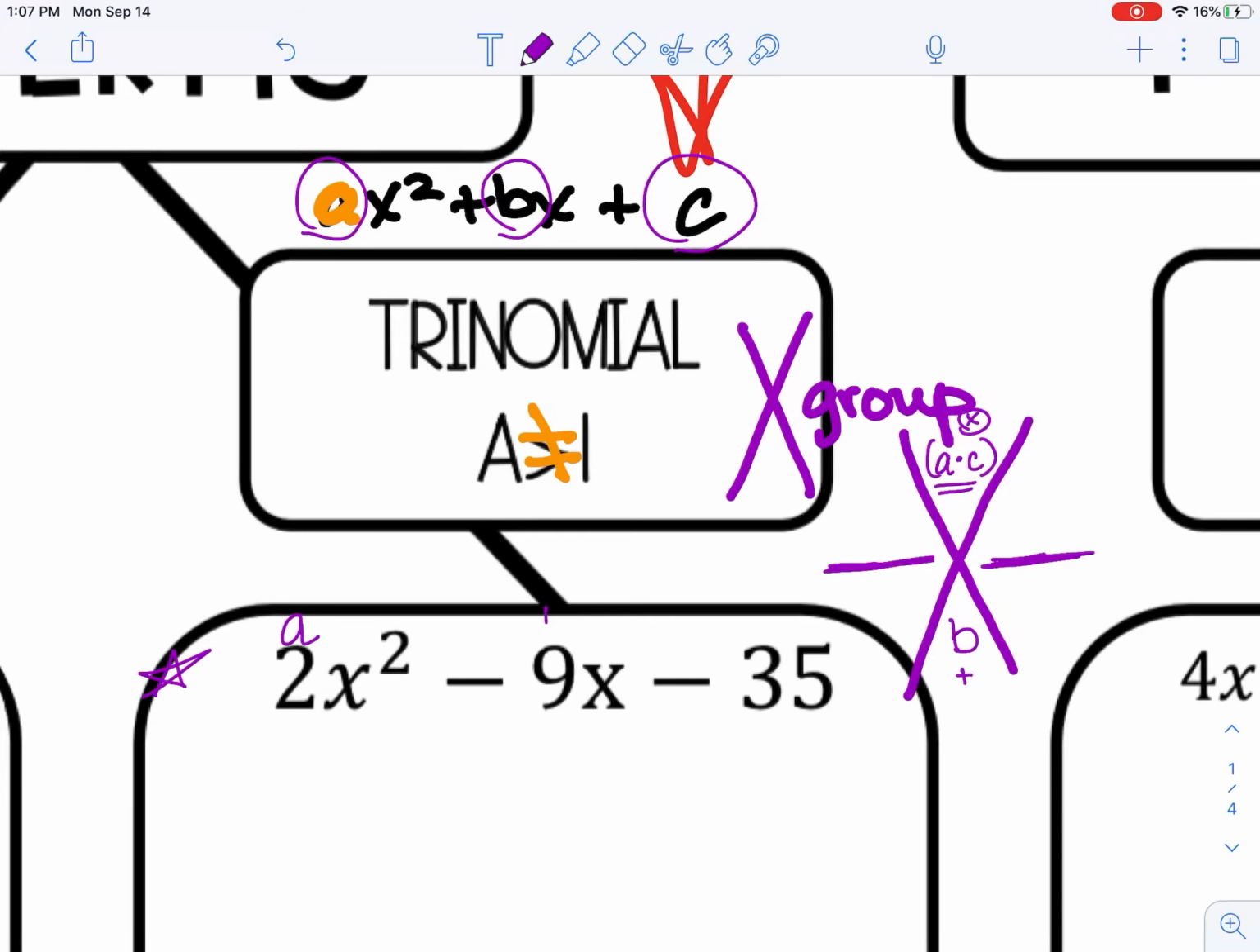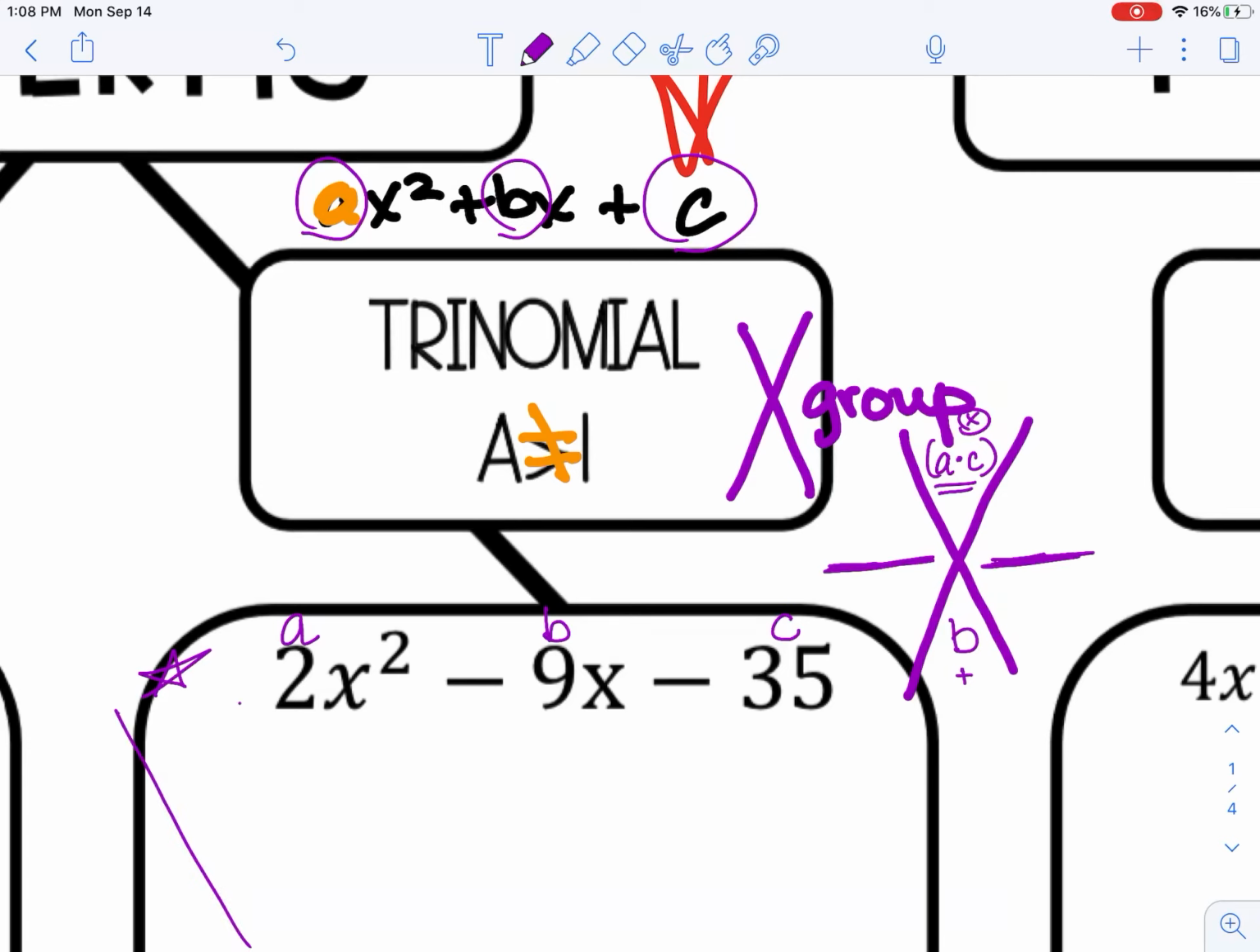So we're looking at this right here. We know this is a, b, and c. We always look for greatest common factors. I don't see anything that I can pull out of 2x squared, 9x, and negative 35. So there's no greatest common factor. But now let's count our 1, 2, 3 terms. And our a value is 2. And so we can't use this side of the branch. We have to use this one because it's not equal to 1. So we know our process is going to be x grouping.